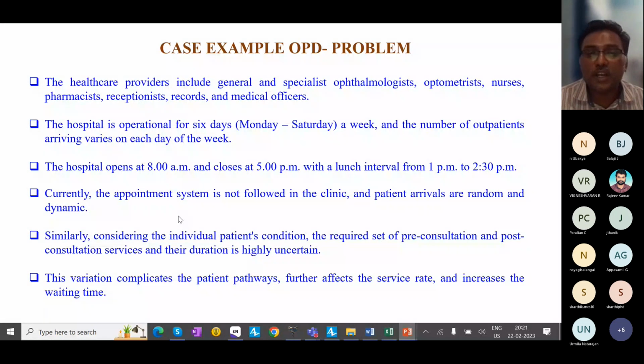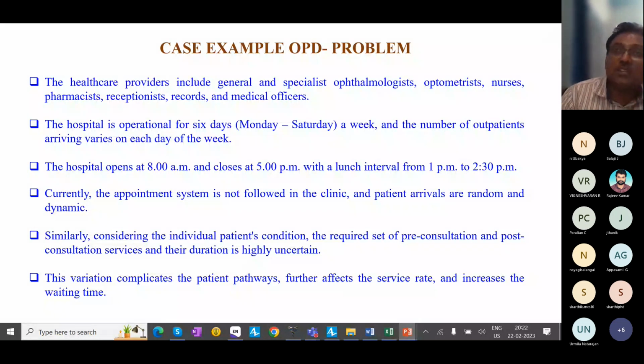Currently, this clinic has no appointment system, and the patient arrivals are random. I have electronic health data collected from this hospital, which I will share with you. Similarly, the individual patient's condition is random, and what services he requires is also random. Whether he may need a pre-consultation, consultation, everything is random. Unless he comes and registers, only after diagnosis will we come to know. If he is a follow-up patient, to some extent we know, right?